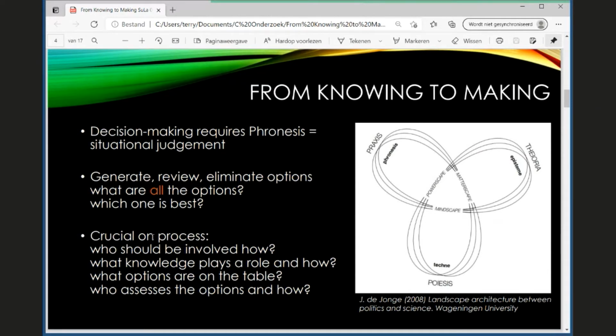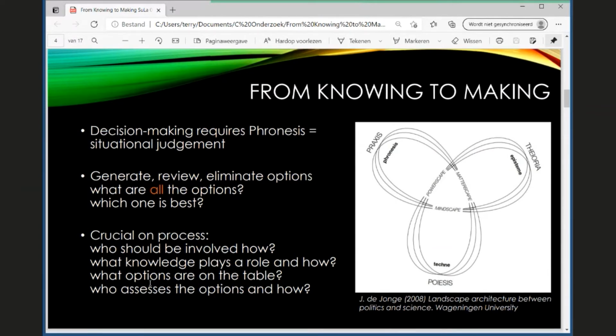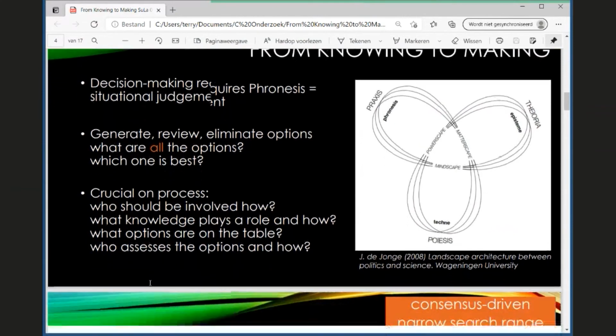And then on process, who should be involved in generating these options and assessing these options and choosing the preferred alternative? Who should be involved? What kind of knowledge do you use in generating this and assessing them? What options are really on the table after a while? And who makes the choice which is the most fitting option?